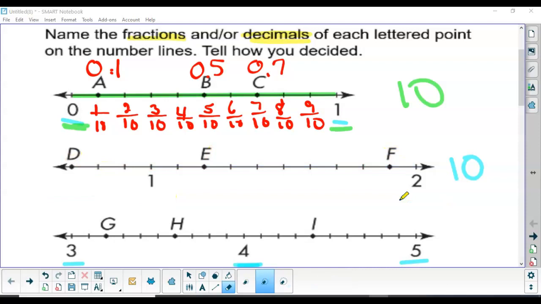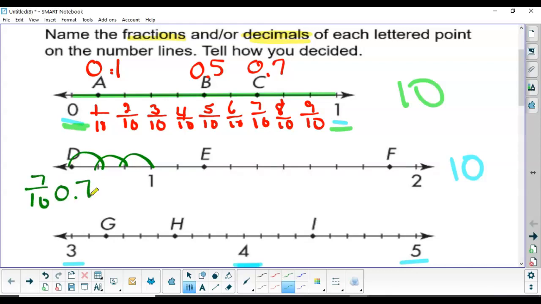Okay, let's check and see what you put for points D, E, and F. So when I looked at D, I couldn't count forward like I normally do, 1/10, 2/10, 3/10, and see where D was because I don't have the beginning. So what I had to do is count backwards. So I know this one would have been 9/10. This would have been 8/10. So D is 7/10.